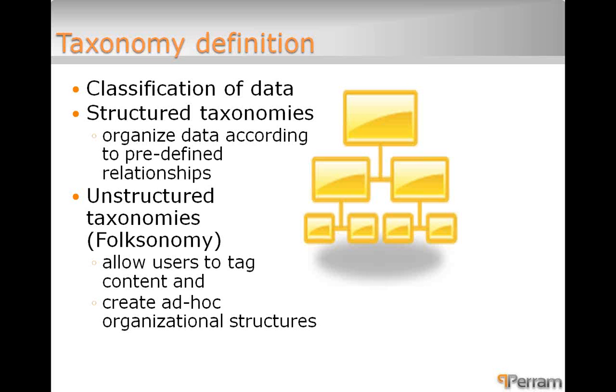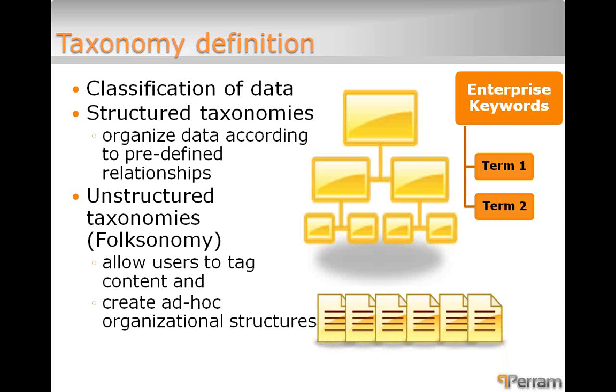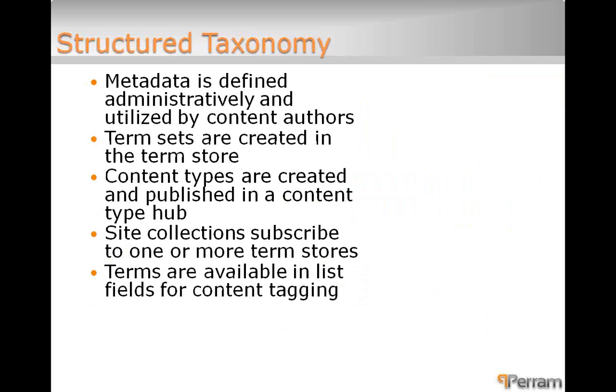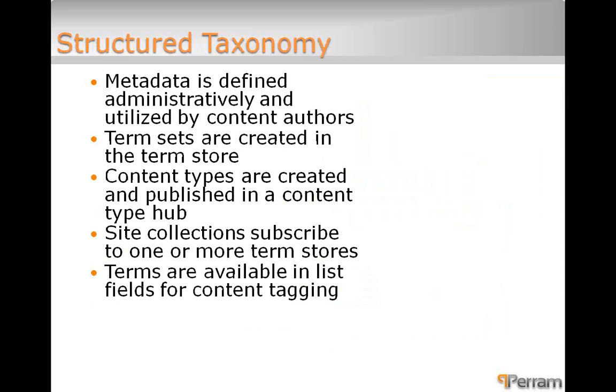So if we look at the structure here, we have a site with information architecture, and we have enterprise keywords. We have two terms, term 1 and term 2, and we have multiple documents stored in the portal. The left-hand side in yellow is what we call structured taxonomy, where we have specific terms that are used and defined against documents.